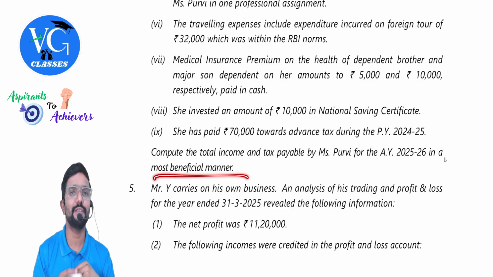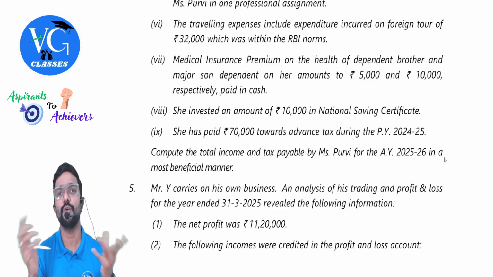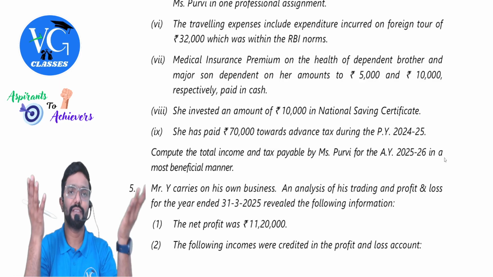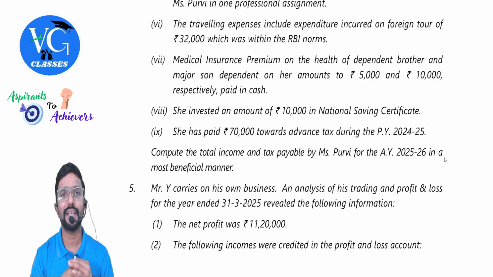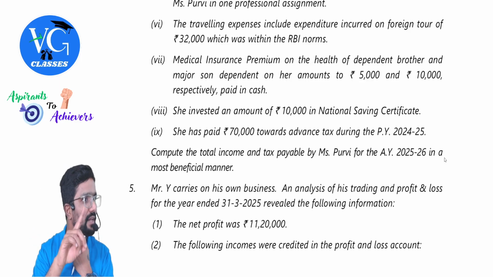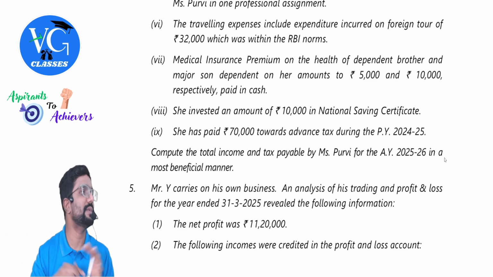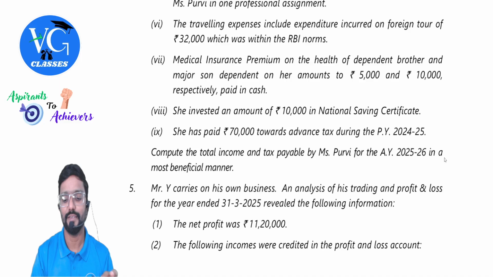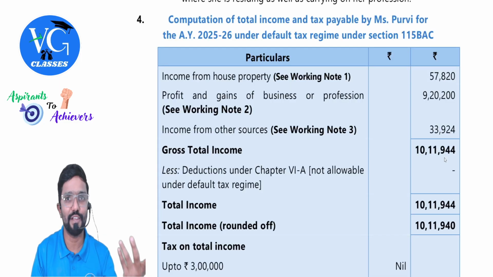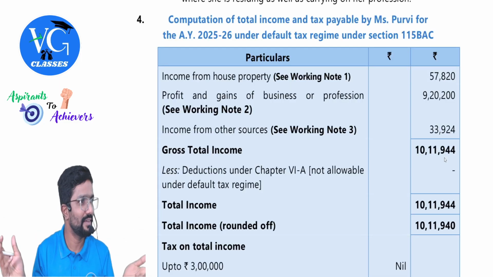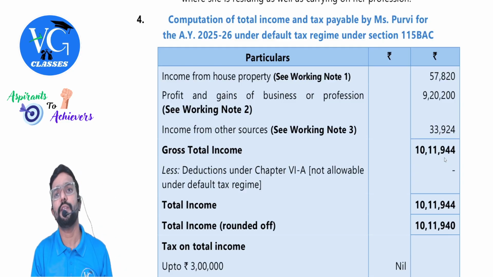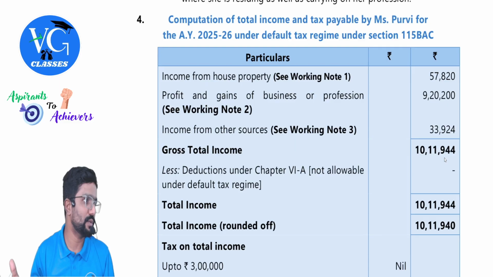In a most beneficial manner means, in simple terms, they are asking under both and tell wherever it is lower, that is beneficial. You need to calculate tax liability under both optional as well as default and tell whichever is lower as most beneficial to her. Clear? Yes. This is another way of asking the question. Here they are not asking you both, but they told whichever is most beneficial to her. Obviously, we have to do both.